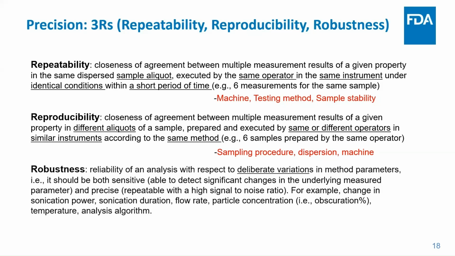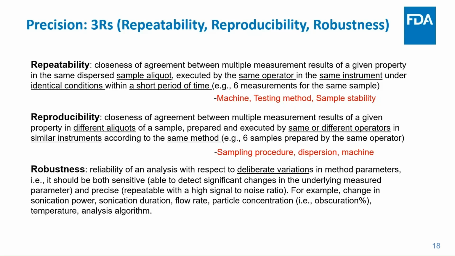The last R is robustness. Now you need to deliberately introduce some variations into the measurement. What you want to see is that it's sensitive, meaning that if there are underlying changes in the size, you are able to see the size changes despite the variation introduced in the procedure. This can be adding sonication, changing the flow rate, changing the particle concentration or temperature, or whatever parameters you can change.